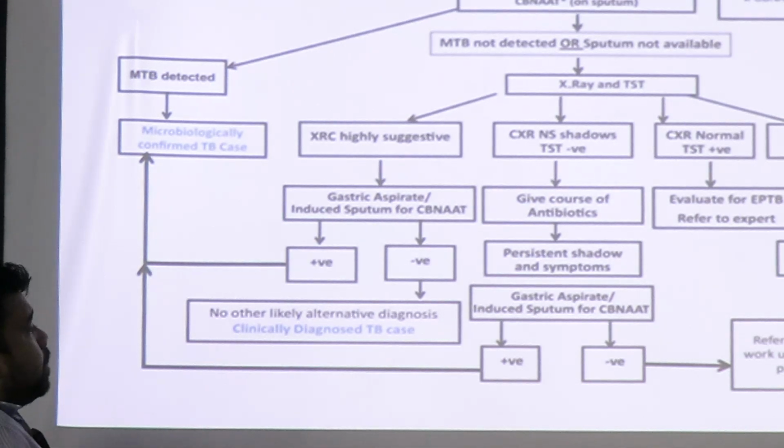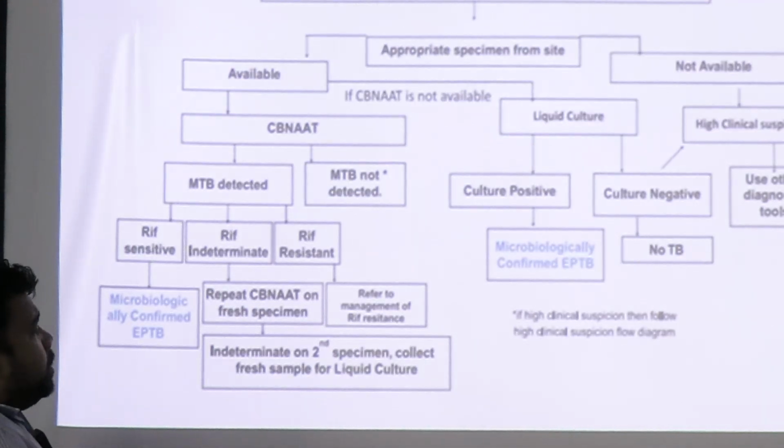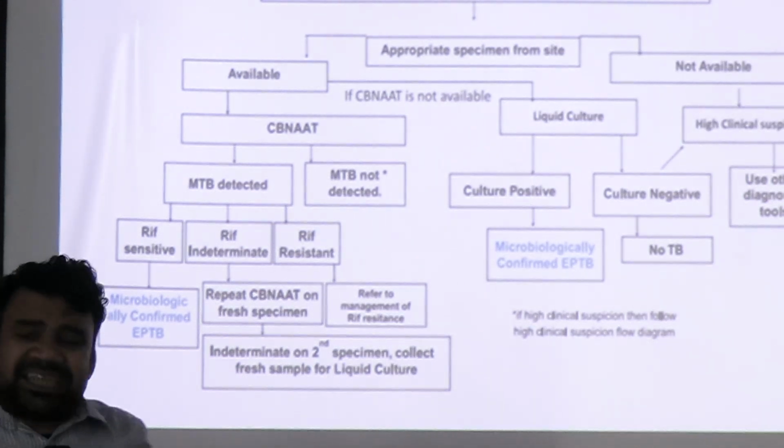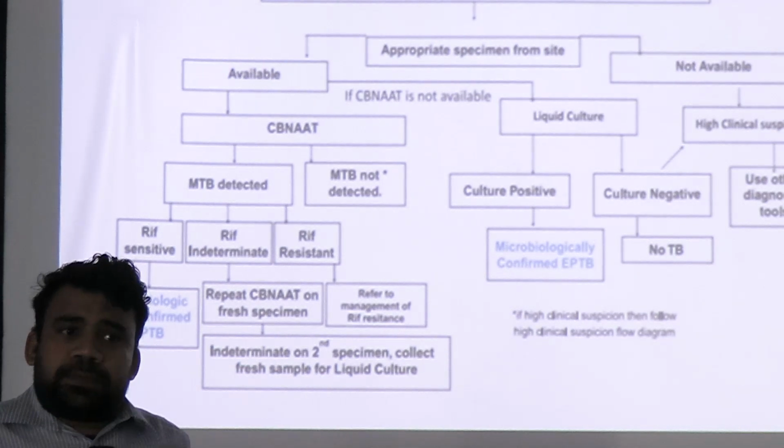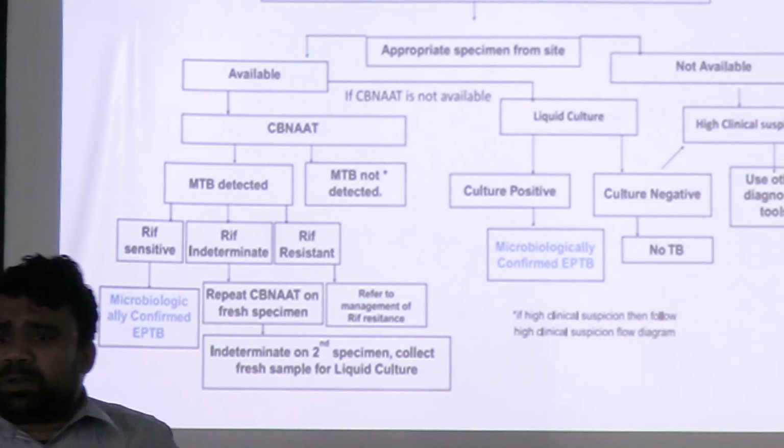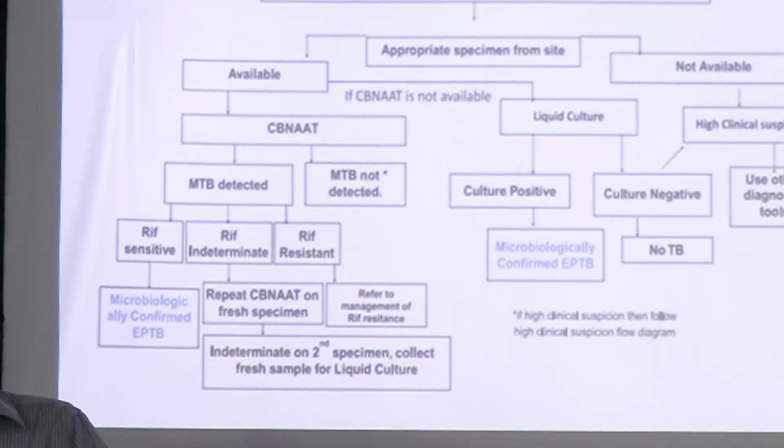Now, coming to extrapulmonary tuberculosis. First, you have to understand what is extrapulmonary tuberculosis. The natural route of infection is through lungs. The primary focus, the primary complex, occurs in the pulmonary bed, and if the infection progresses, then we call it primary tuberculosis. If it reactivates, we call it post-primary tuberculosis.